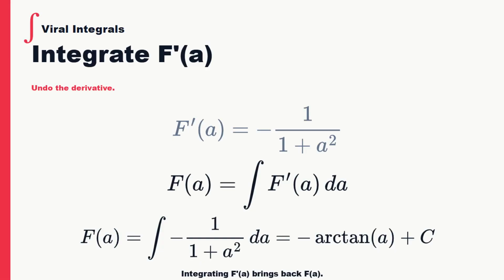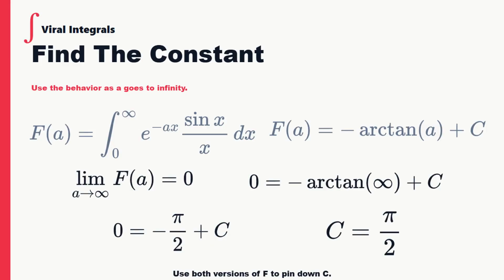Once f prime is known, recover f by integrating with respect to a. This is the standard arctangent antiderivative. Now use the two versions of f together. From the integral version, f of a goes to 0 as a goes to infinity. From the formula version, the same limit is negative arctangent of infinity plus c. That determines c, which is pi over 2.